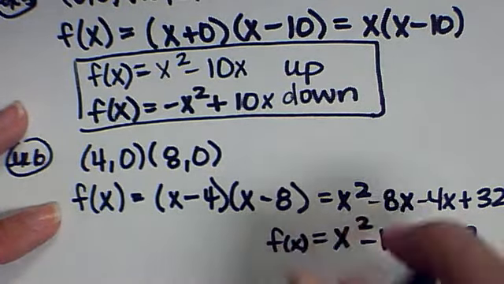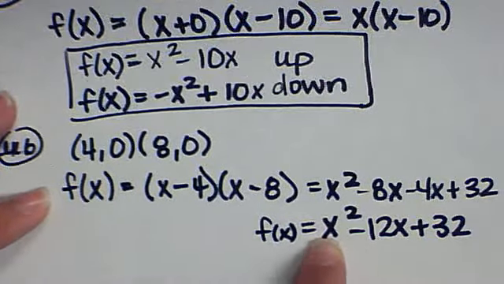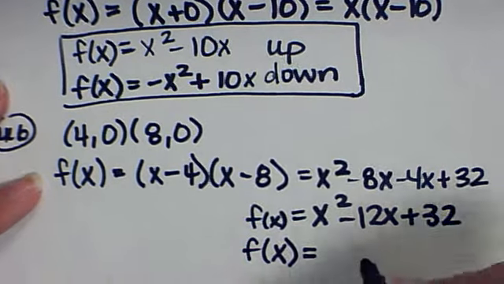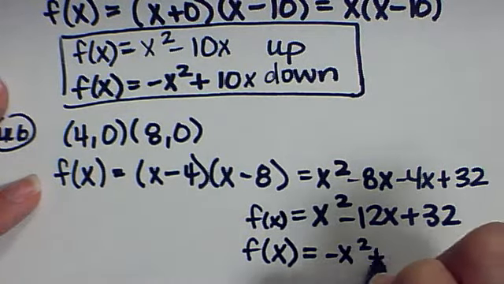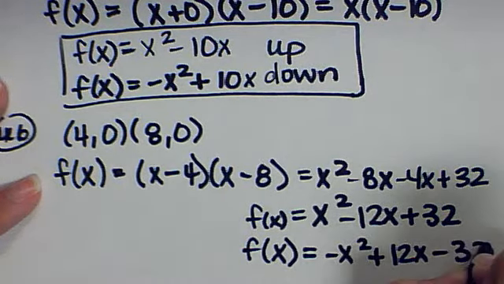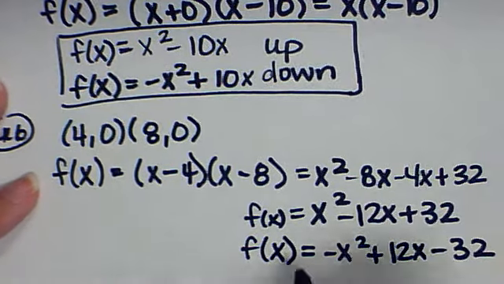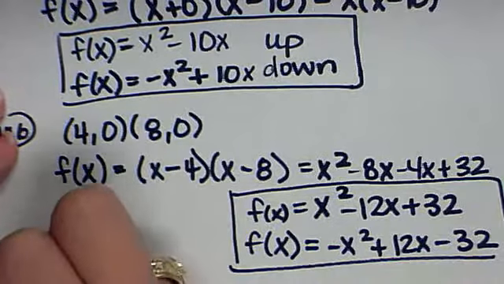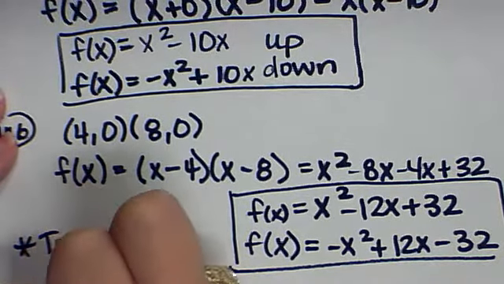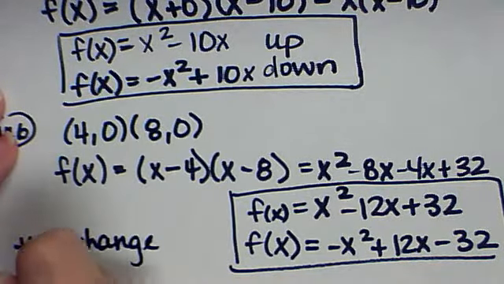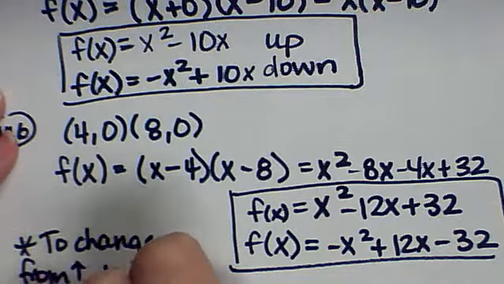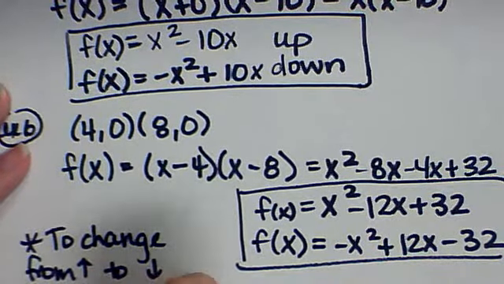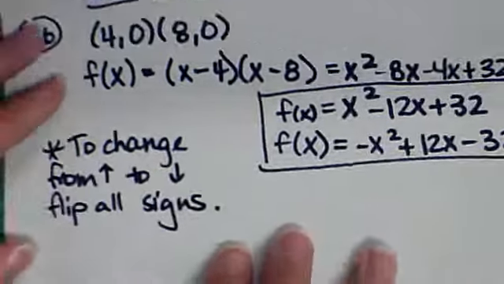On this one, notice that it opens up because the coefficient of x squared is positive. To get my second one, I'm going to do f of x equals and flip all my signs. So it'll be negative x squared plus 12x minus 32. And now I have two equations, one that opens up and one that opens down. You may want to write a note to yourself that to change from up to down, flip all signs so that you don't forget what you did there. Hopefully that will help you.